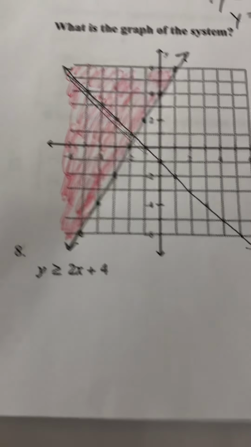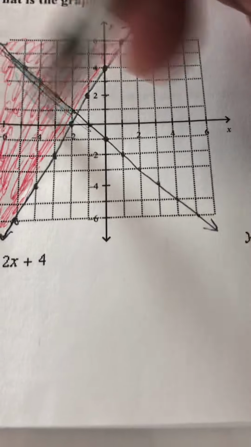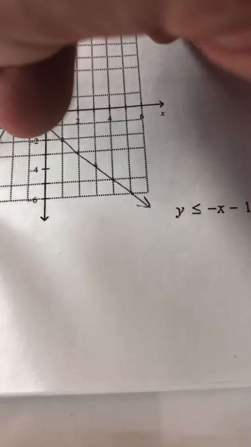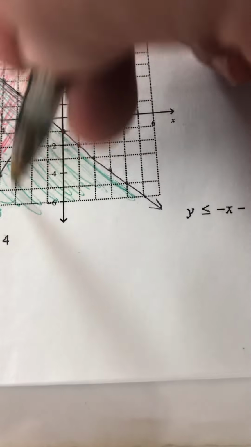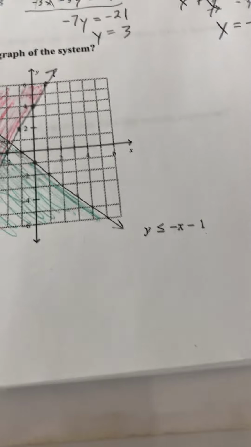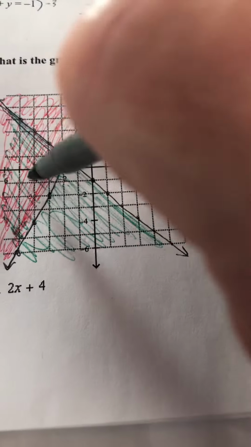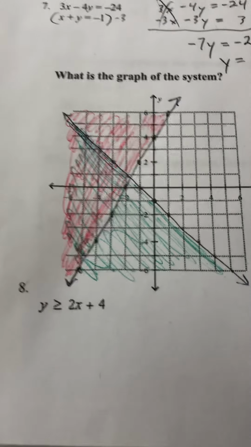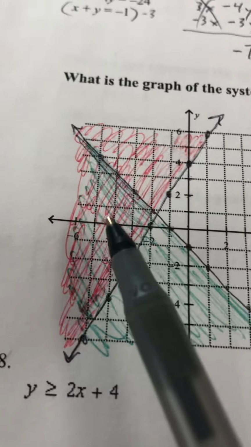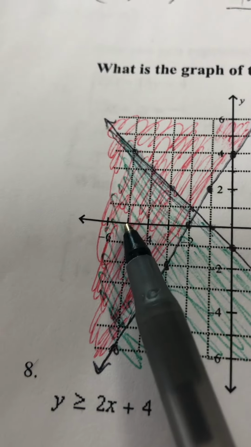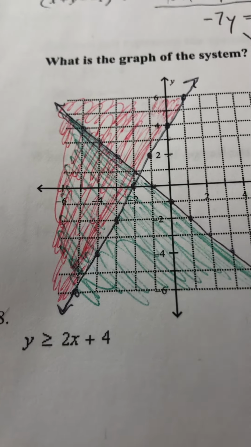Oh, I wanted to use green. A little different color. So the solution is this section right here, where they both overlap. Any number in this area, any pair of coordinates, any point in this section would be a solution to that system.